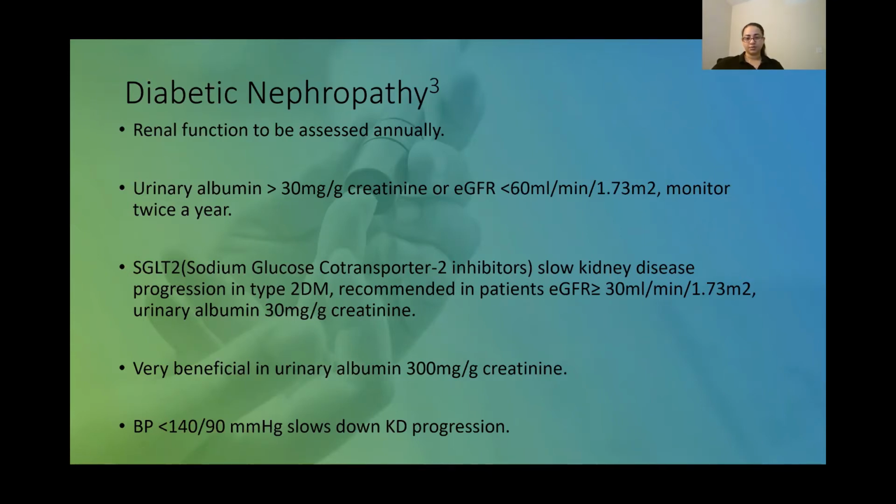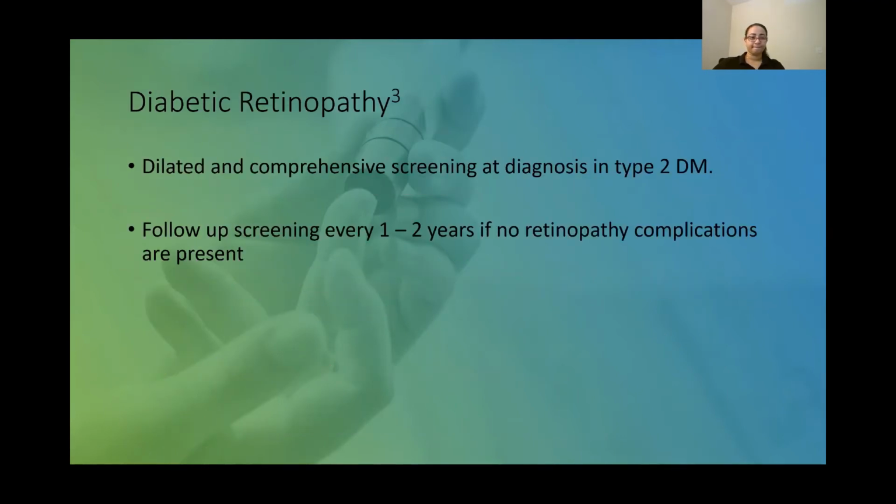Sodium glucose cotransporter 2 inhibitors slow down kidney disease progression in type 2 diabetics, and they're recommended in patients with a GFR of 30 mL or more, or a urinary albumin excretion of 30 milligram per gram or more. And they're found to be very beneficial in patients with a urinary albumin of 300 milligram per gram of creatinine. Blood pressure of less than 140/90 millimeters of mercury was shown to slow down the progression of kidney disease.